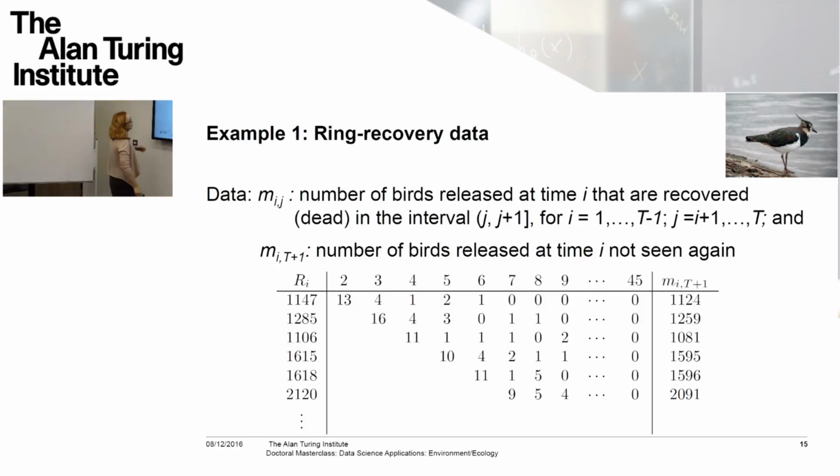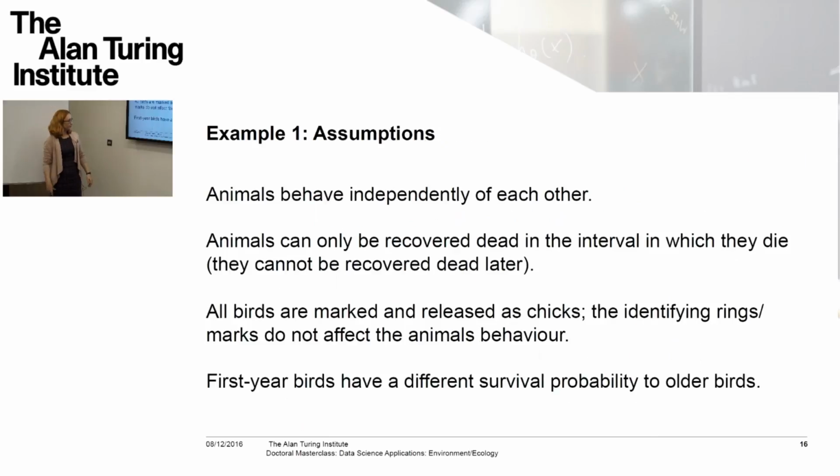If we look at the first row here, we have 1,147 chicks that have been ringed. Then 13 of their rings were recovered in the following year, 4 were recovered 2 years later, 1 3 years later, and so on. And 1,124 rings were never returned. So we don't know what happened to those birds. We don't know when they died or whether they were still alive at the end of the study. So that's the data that we have. It's very common data. They collect this on a wide number of species.